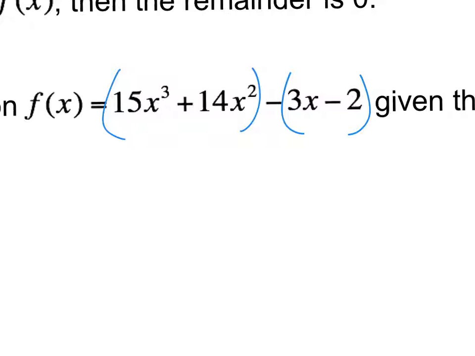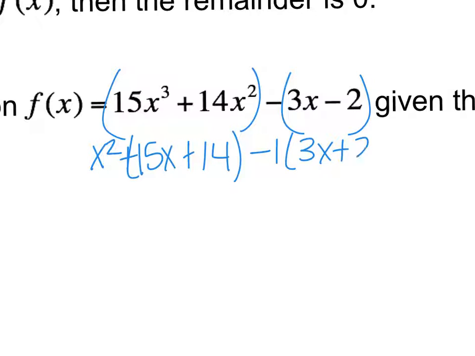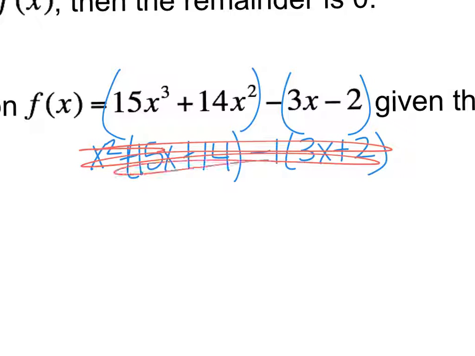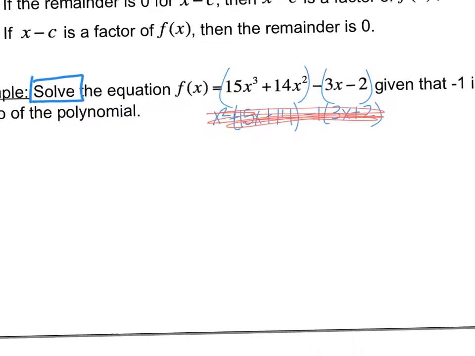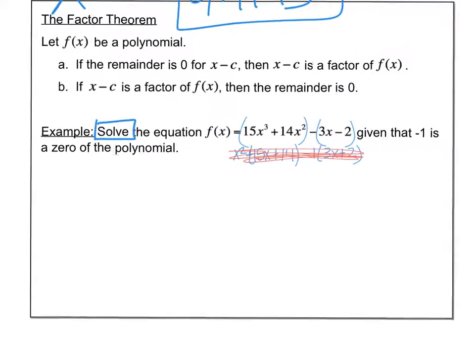Watch what happens if we try and factor this. What did I take out of the first group? X squared, times 15x plus 14. What can I take out of the other group? 1. Do these end up matching like they're supposed to? So what we're looking at is methods to solve problems that we can't actually factor. Factoring doesn't work here. So we need to come up with another method.